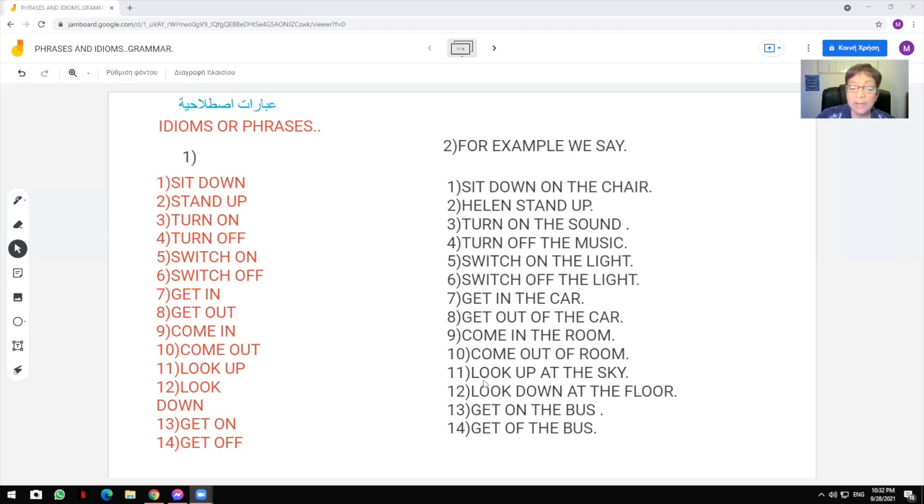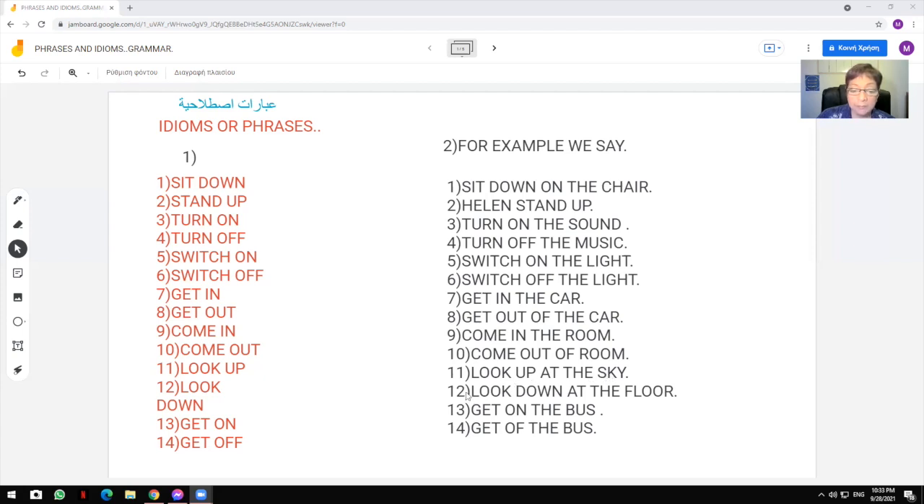11. It says look up. Look up يعني بص فوق. At the sky. The sky يعني السماء. Look up at the sky.